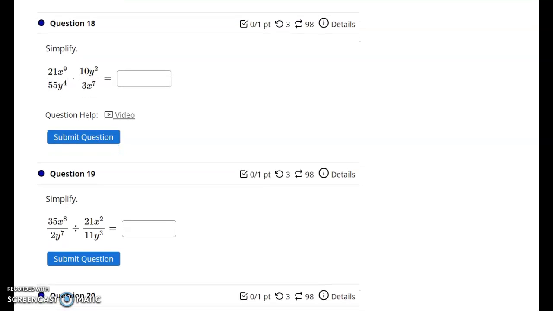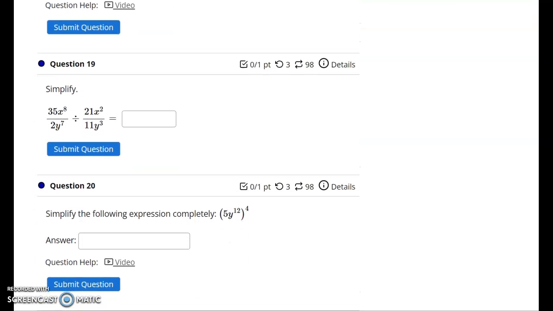Okay, we did a multiplication one. Let's go ahead and do one of these division problems. So we have 35x to the 8th over 2y to the 7th. Now I'm going to make it times, because when we're dividing fractions, remember we flip and multiply the second fraction. It does matter, so make sure you're flipping that second fraction. So 11y cubed over 21x squared.